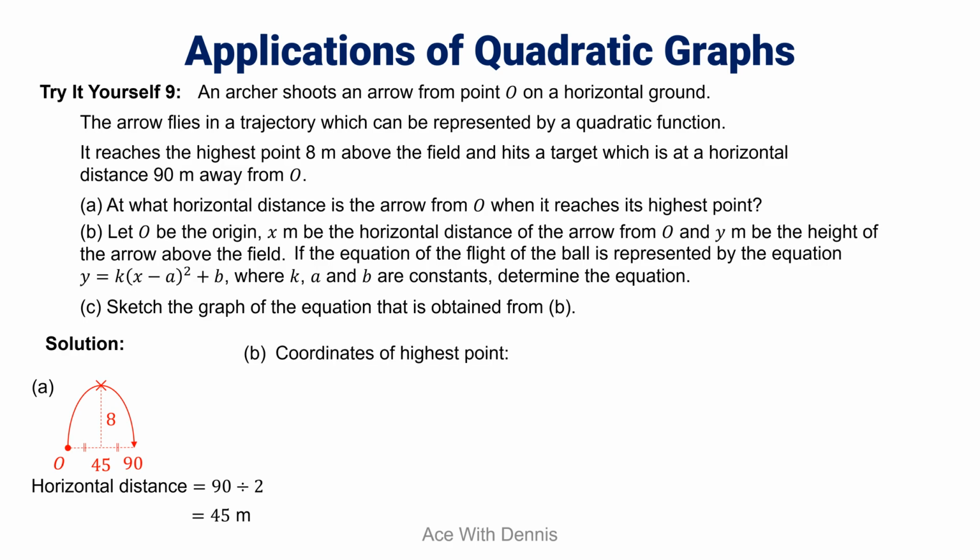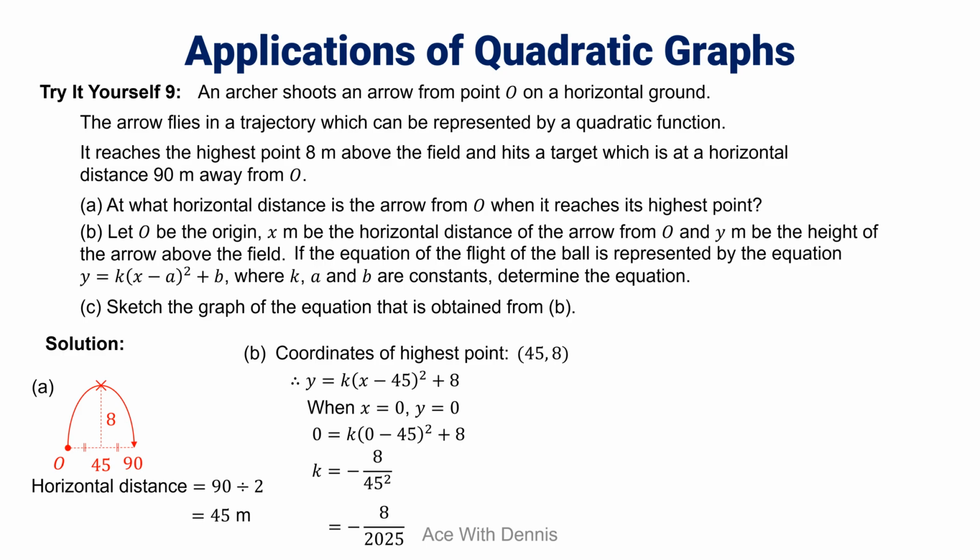Now for B, the coordinates of the highest point will be (45, 8). Then y equals k times (x minus 45) squared plus 8. When x is 0, y is 0. We substitute these values into the equation. 0 equals k times (0 minus 45) squared plus 8, which gives k equals negative 8 over 45 squared, and the value is negative 8 over 2025. Hence, the equation becomes y equals negative 8 over 2025 times (x minus 45) squared plus 8.